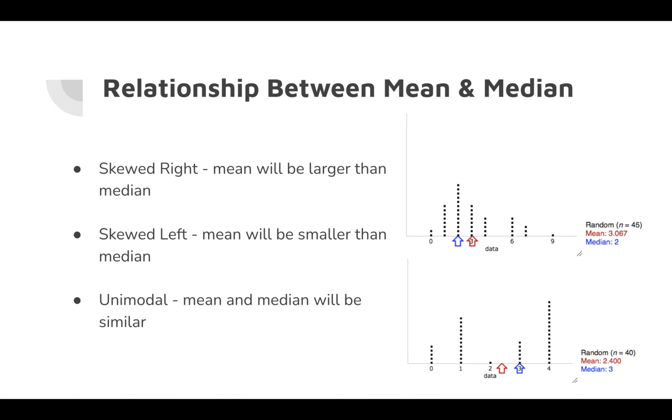There is also a strong relationship between the mean and median. When looking at a shape of a graph and whether it's skewed or not, you can make an educated guess on whether the mean or median will be bigger, which can be seen in these two examples here.